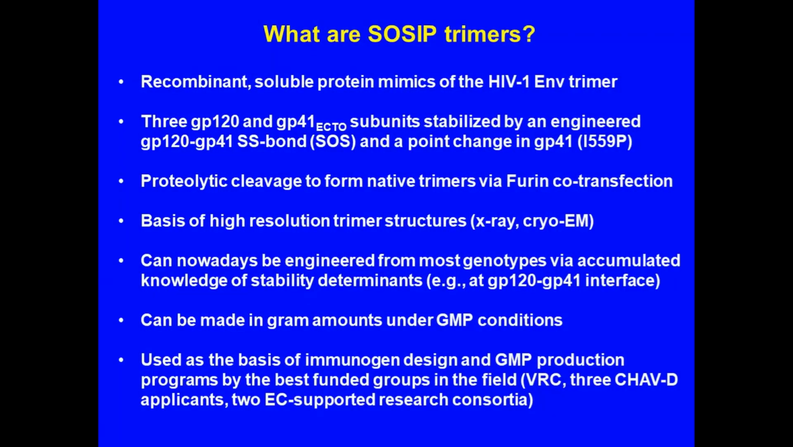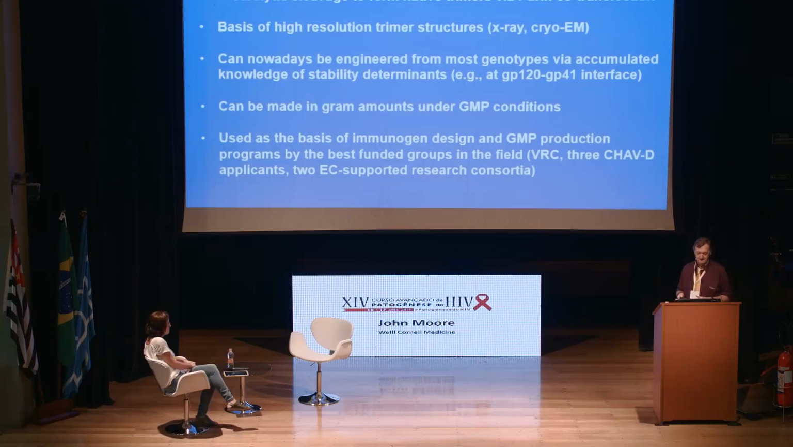They can be made in gram amounts under GMP conditions, and they're now used as the basis of immunogen design and GMP programs by the best funded groups in the field, which is not us. The Vaccine Research Center uses this, all of the 3 CHARVID applications, and 2 EC-supported research consortia. So they have far more money than we do, but we try to keep on setting the field in the right direction, and then they just copy us.